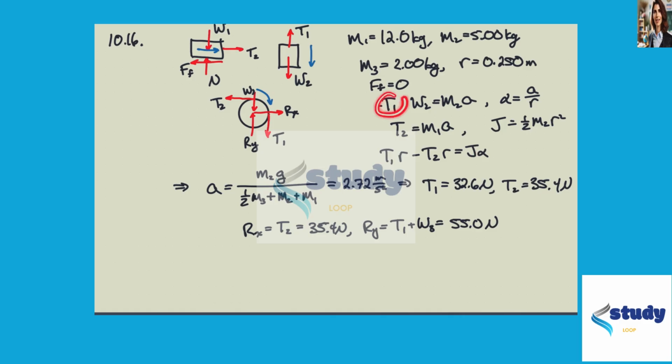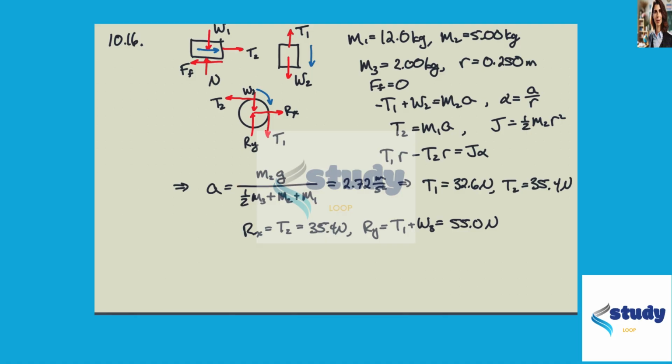Now, we need to eliminate things. We can take this and plug it in here, take this, solve for T1, plug it in here, solve for T2, plug it in here, make the weight M2G, use this relationship here and here, and we get an equation that we can then solve for A. I didn't go through all the algebra here, but in the end, A comes out to be M2G all over the quantity 1/2 M3 plus M2 plus M1.